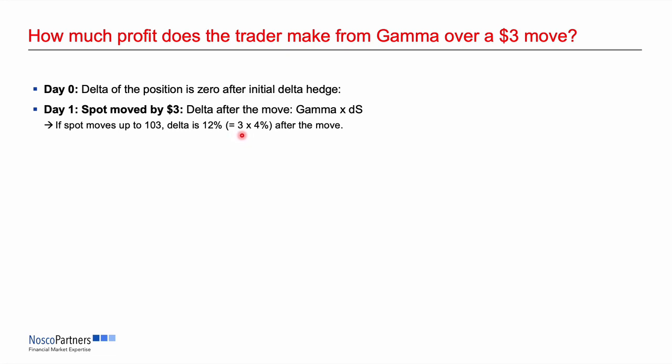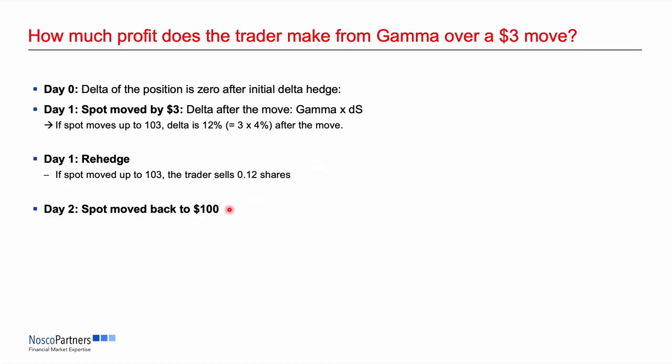Since the spot move was plus $3 and gamma of our position is 4%, the delta of the put changed by 12%. So before the move, the delta of the put was minus 50%, and after the move, the delta of the put was minus 38%. Now the trader has to re-hedge his position. Since he originally hedged by buying 50% of the underlying, he now has to sell 0.12 shares.